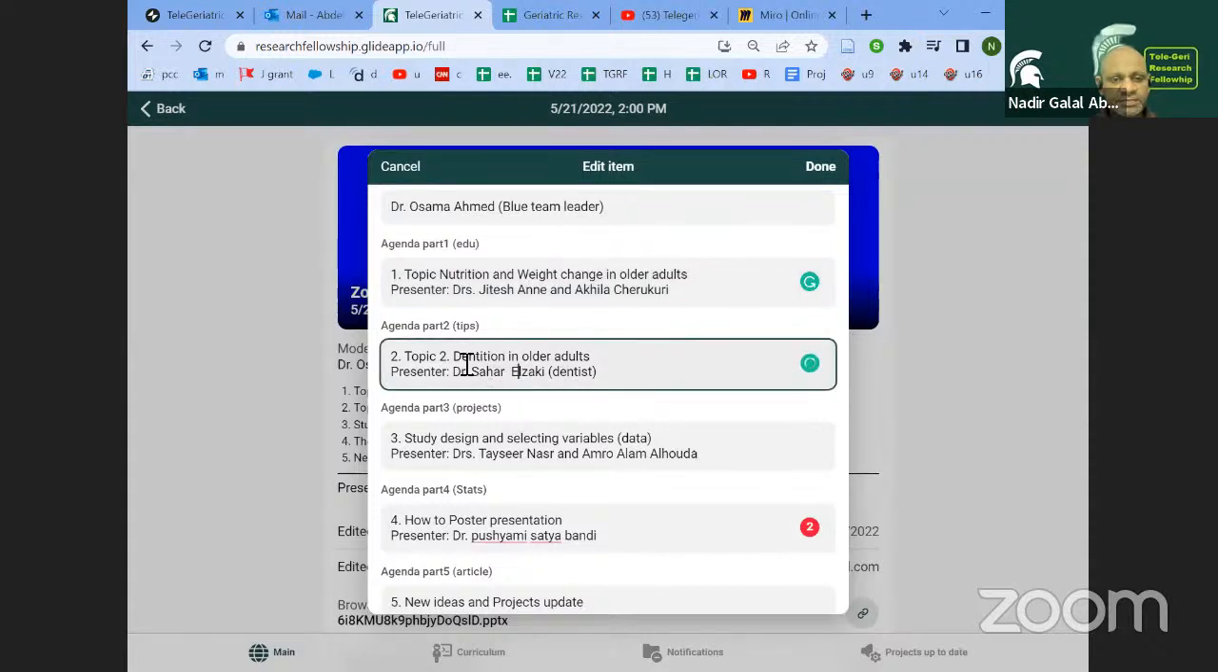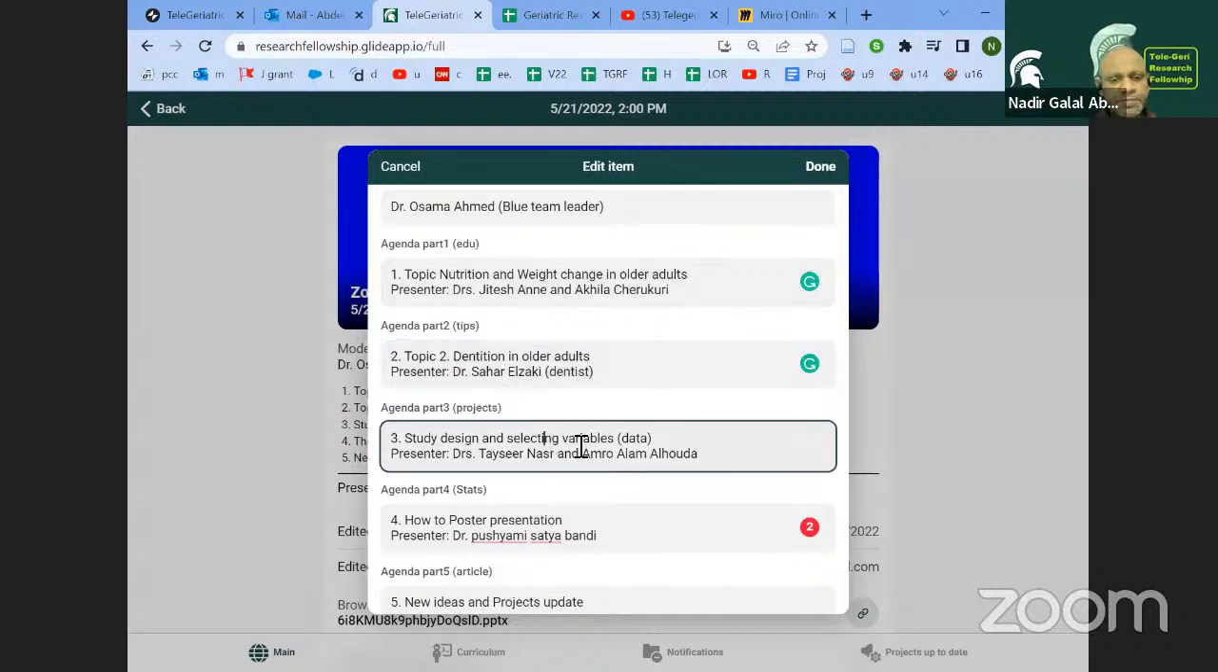Followed by another topic about dentition, oral health. We have Dr. Sahar, she is a dentist. Maybe she can talk on that. Maybe she's not in the same group or the same team, but if she's available, she can talk about that. Then we can continue on the study design and variable, how to collect this information.